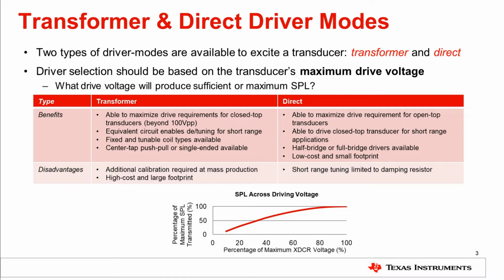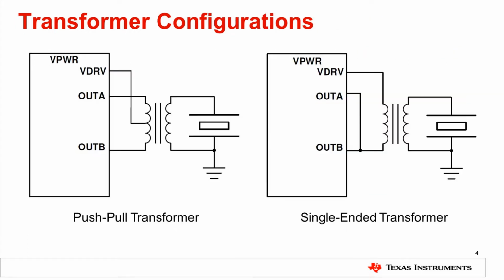Selecting the appropriate driver is important for two reasons: generating sufficient sound pressure, but also minimizing the ring decay time. The difference between the direct and transformer drivers is solution size, cost, and performance, such that the transformer driver offers superior performance, while the direct driver offers lower cost and smaller solution size.